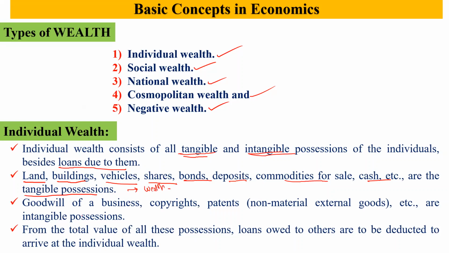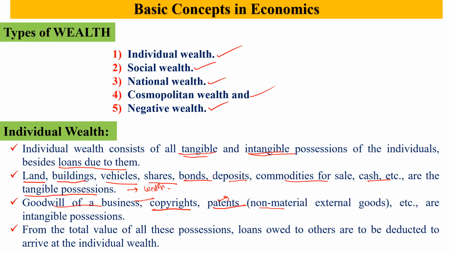And intangible possessions are the goodwill of the business. These are also transferable, so it is considered as wealth. Copyrights, these are also transferable. Patents, these are examples of non-material and external goods. These are all transferable. These have value. So these are also termed as wealth, that is intangible possessions. So together they form the individual wealth.